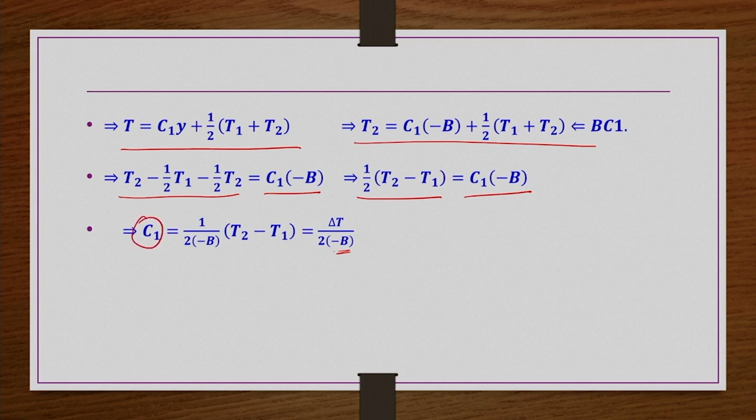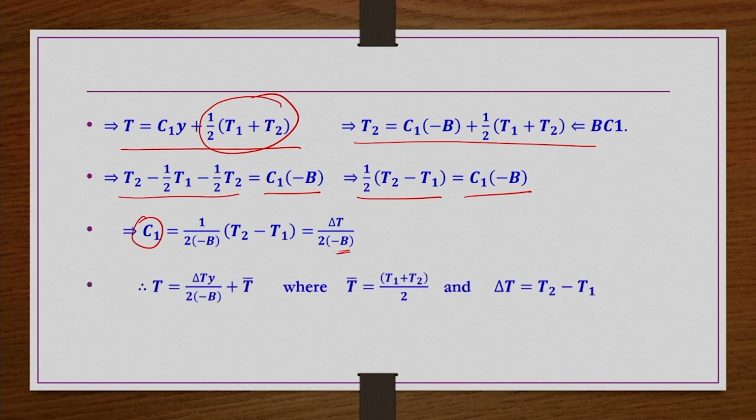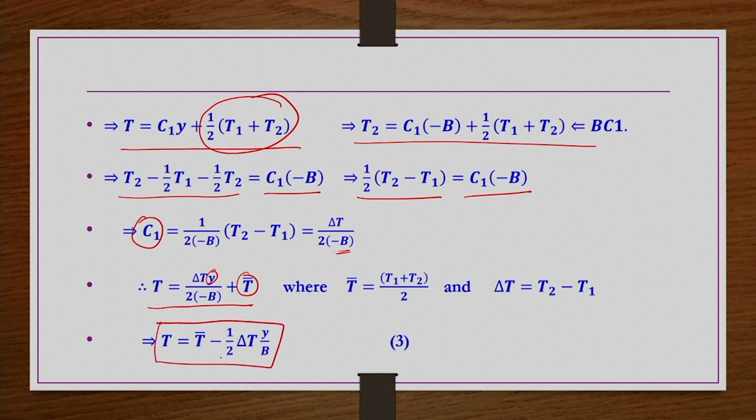Now we have both C1 and C2. If you substitute C1 and C2 in the equation T equals C1 y plus C2, then we get T equals C1 y, where C1 is delta T by 2 multiplied by minus b, plus C2, which is (T1 plus T2)/2, and that we call T bar, the average temperature. So that means we can write T equals T bar minus 1/2 delta T y/b. So what we understand here is that T is a linear function of y.